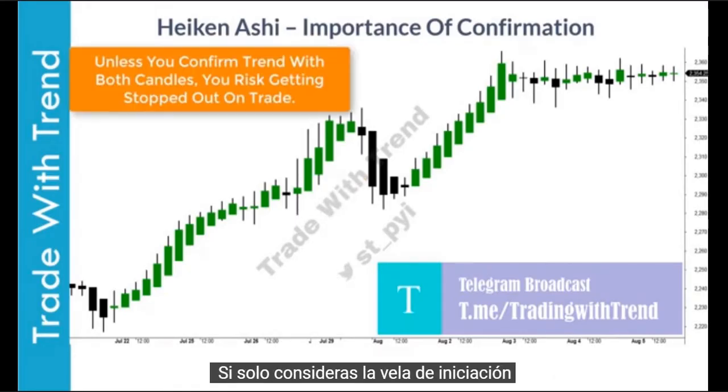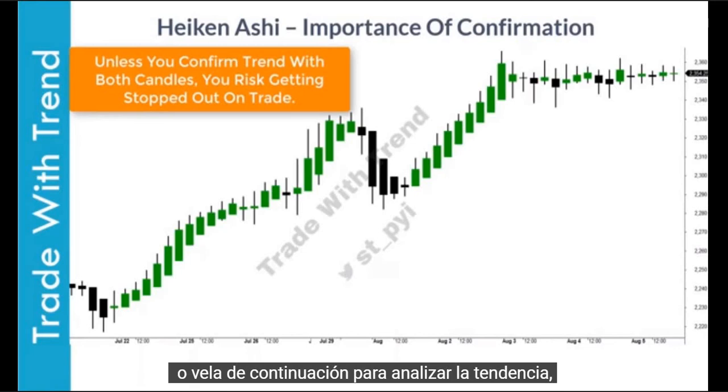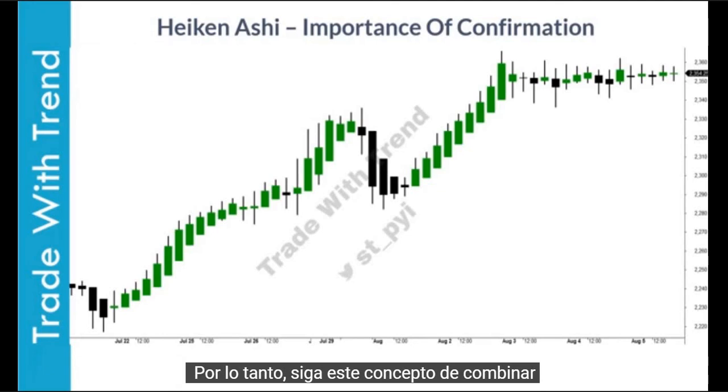If you just consider initiation candle or continuation candle to analyze the trend, then more often than not you will see price not moving as per your expectation. This will also lead to drawdown in your own account. Hence do follow this concept of combining both these candles together for better results.